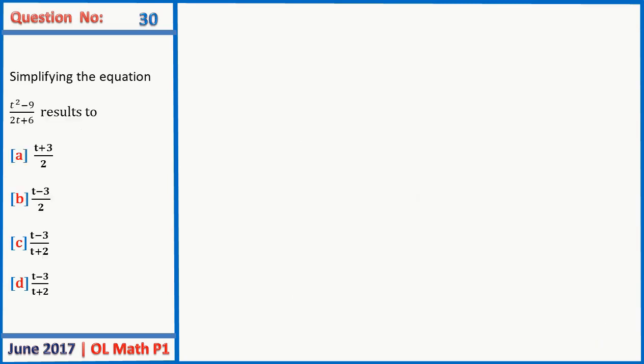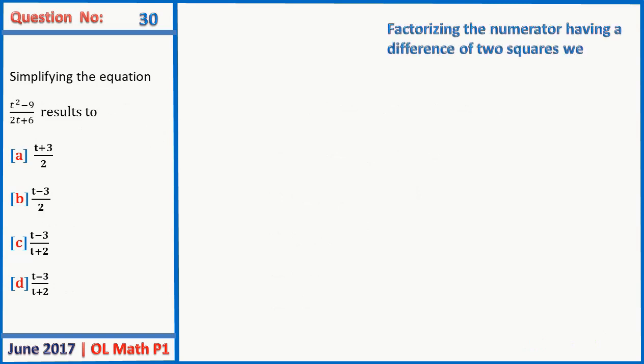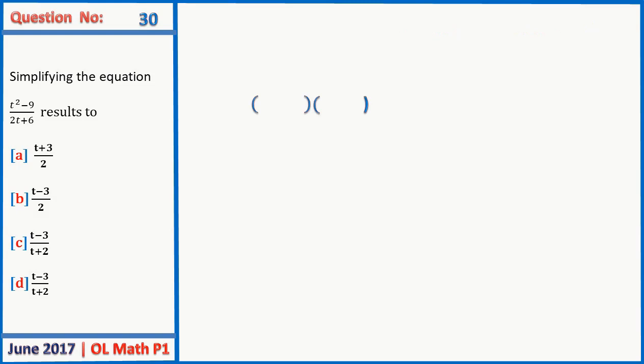And then you have question 30. Simplifying the equation gives us. So we first of all start by factorizing the numerator and recognizing that this is a difference of two squares. This is how these two squares are factorized. Difference of two squares: we have the square root of t squared is t, written twice, the square root of 9 is 3, twice, and then one is plus, one is minus.